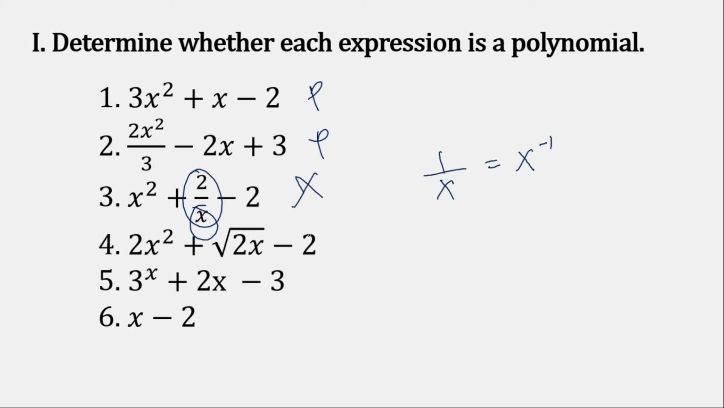Same with number 4. We already tackled this: inside a radical, a variable has a fractional exponent. So this is not a polynomial. Again, in this case, this is a special case. We cannot consider a variable as an exponent of a term. So this is not a polynomial, and this is a polynomial.